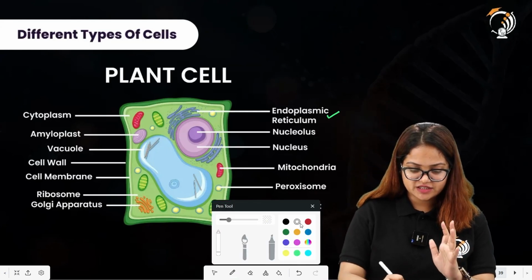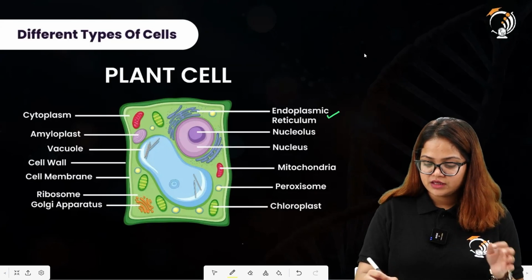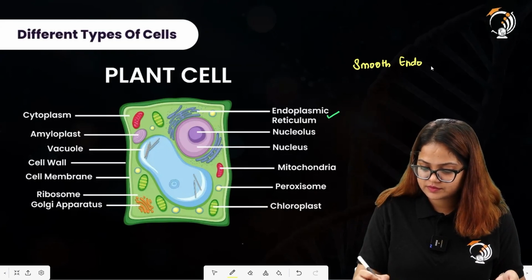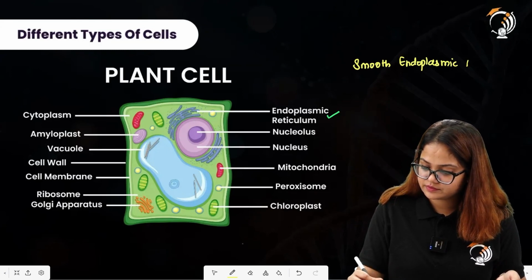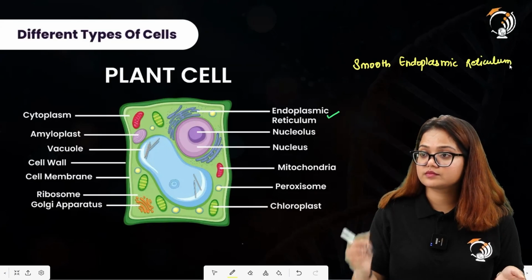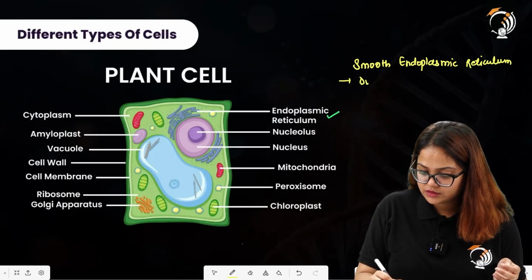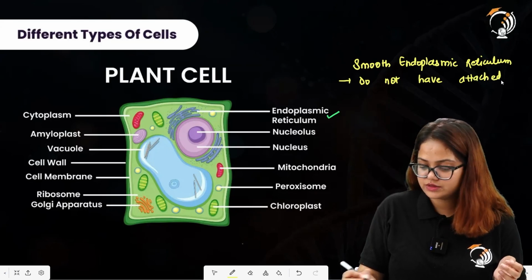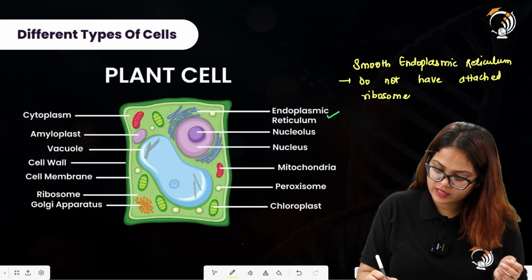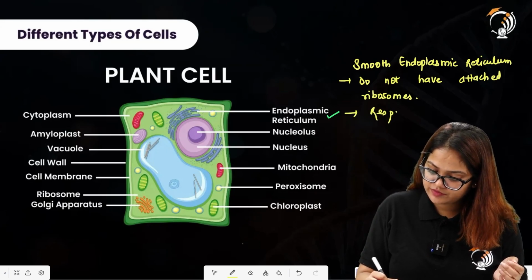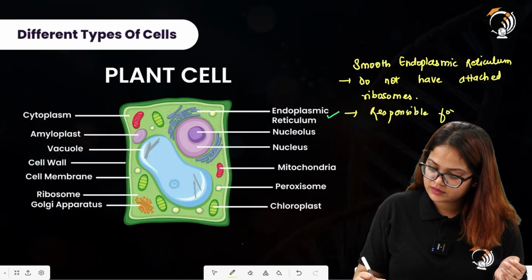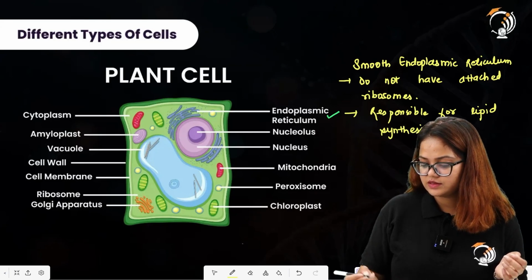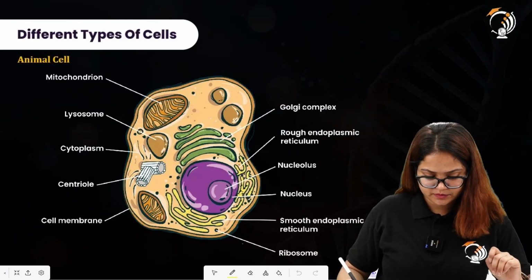So let me just write it here for a quick revision. We have smooth endoplasmic reticulum, which does not have ribosomes attached, responsible for lipid synthesis.